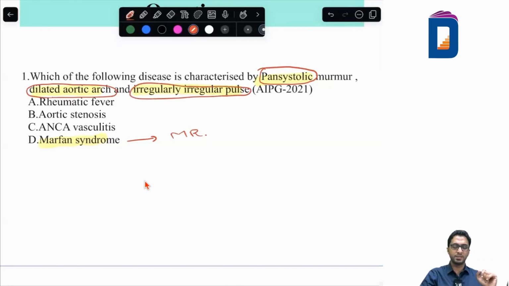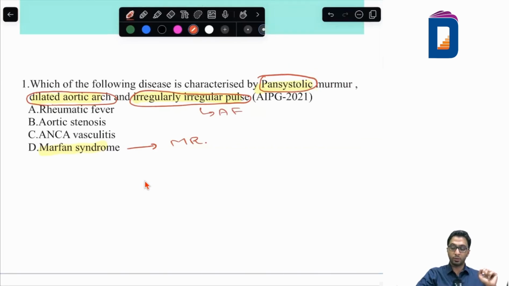Now, this is not very specific; it is related to atrial fibrillation, which is again very common in Marfan syndrome. Please note one point here: rheumatic fever. Also, we saw that there is a pansystolic murmur, isn't it? But they don't have a dilated aortic arch, they don't have an irregular pulse, and more importantly, it's a kind of infection. So it has different features in itself.